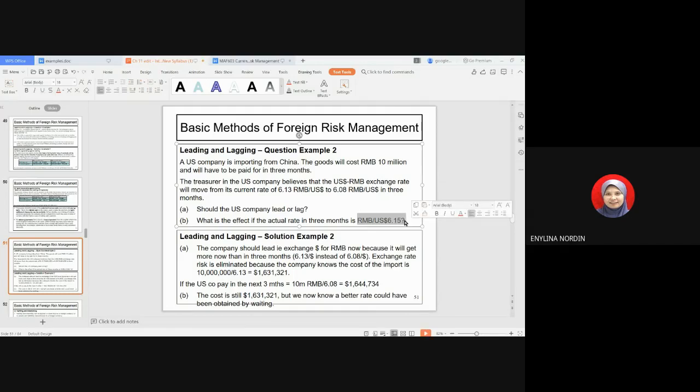So what happened to the US dollar? The US dollar will actually be at a loss, because the US dollar has already undertaken or adopted the leading strategy just now. So if the prediction is not correct, the company is at a loss. If the company waits until 3 months' time, the company will pay the China supplier less dollars, or spend fewer dollars for 10 million RMB.